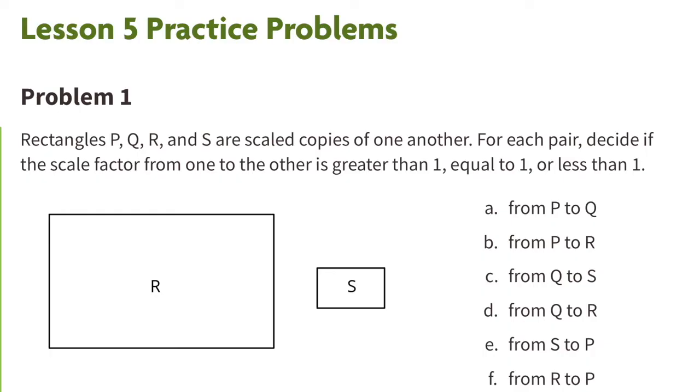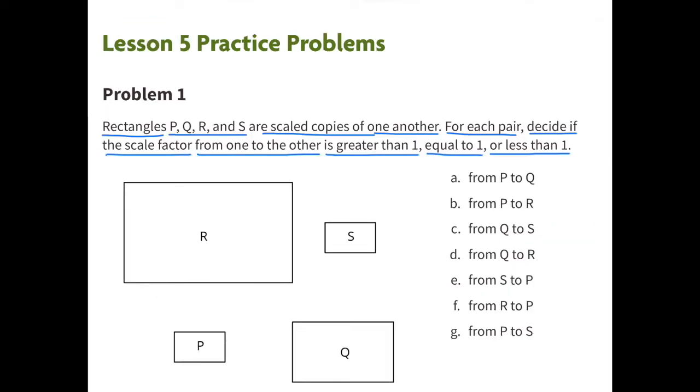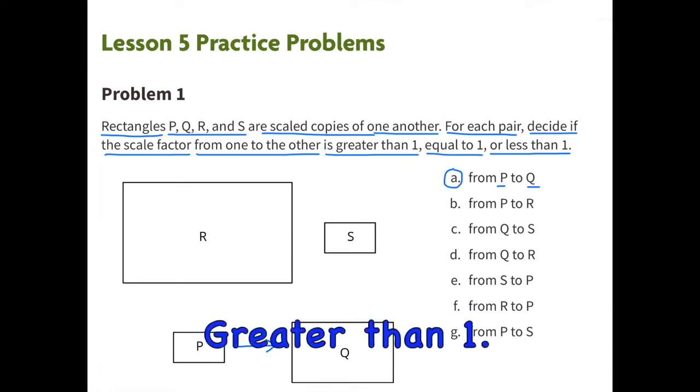Seventh grade, Unit 1, Lesson 5, The Size of the Scale Factor. Number 1. Rectangles P, Q, R, and S are scale copies of one another. For each pair, decide if the scale factor from one to the other is greater than 1, equal to 1, or less than 1. A. From P to Q. The scale factor is greater than 1. Q is a larger scaled copy than P.